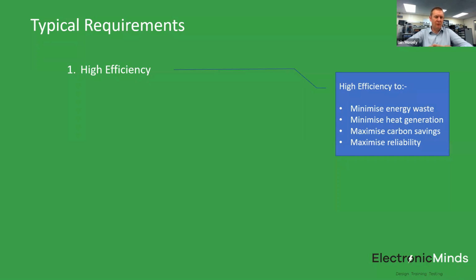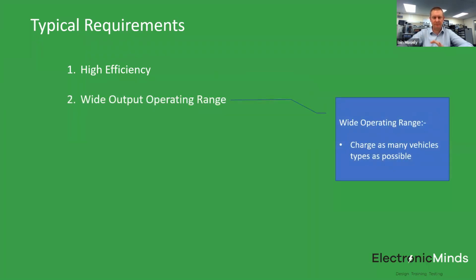You also want to maximize efficiency because any power inefficiency in the system is lost as heat, and it's quite difficult to manage heat generation inside a piece of electronics. So you want to make it efficient to keep it nice and cool. That also helps with reliability. If you can keep your power electronics cool, it tends to make it more reliable. So the first thing is really high efficiency.